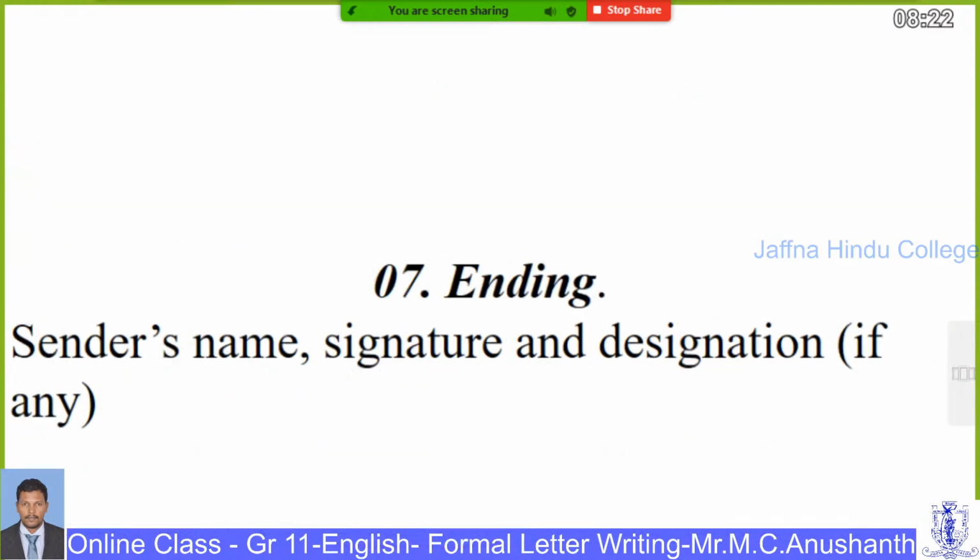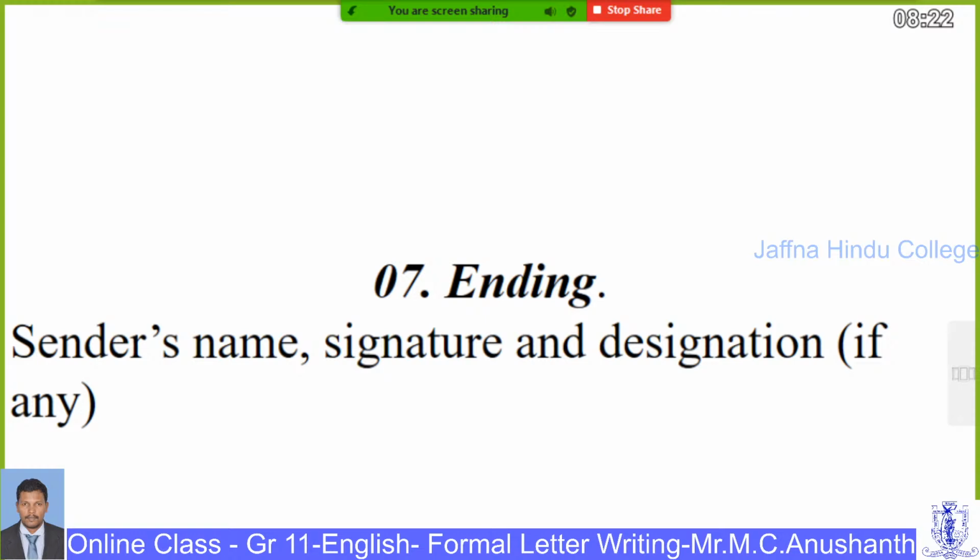Okay, and the last, ending: sender's name, signature and designation, if any. So you have to close the letter in the complimentary part, the ending part. You have to write the sender's name, signature and designation, if any. Okay, students, these are the components used when writing a letter.